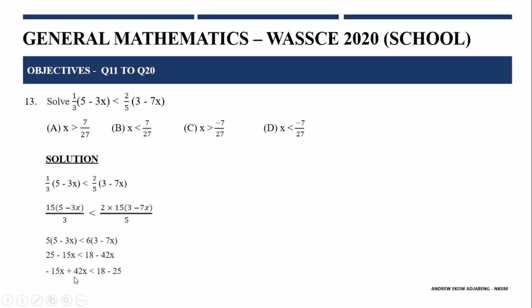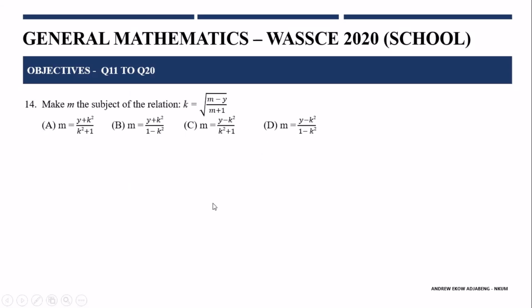And then here we group like terms. All the variables with their coefficients come to the left-hand side, and all the values go to the right-hand side. That would simplify as 27x less than negative 7. We divide through by 27, and that leaves our answer as x less than negative 7 over 27. It means that the right answer for this is answer number D.